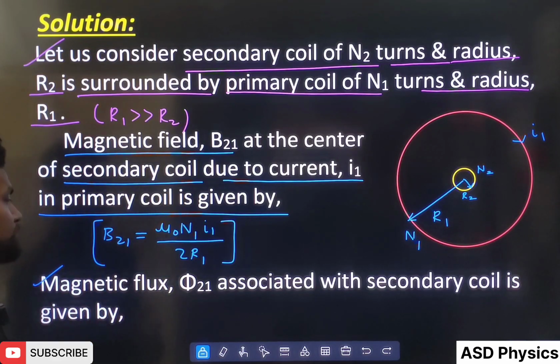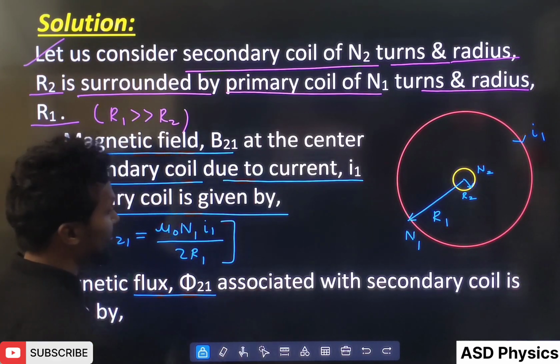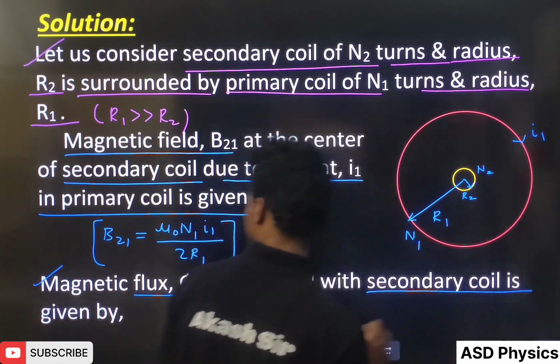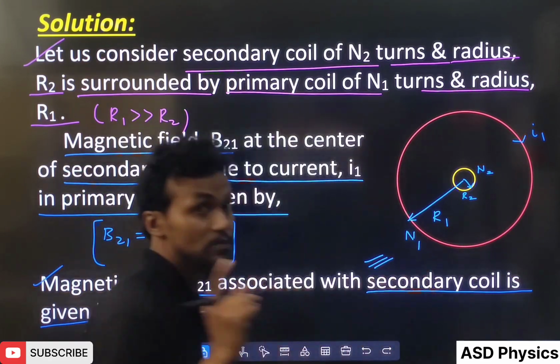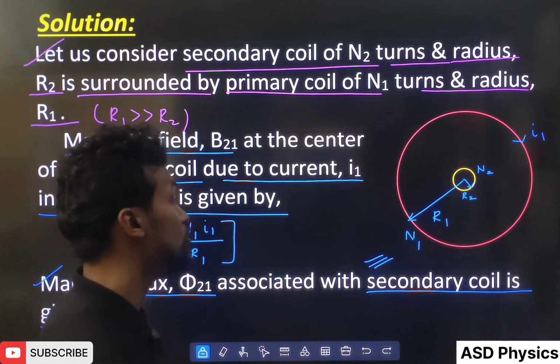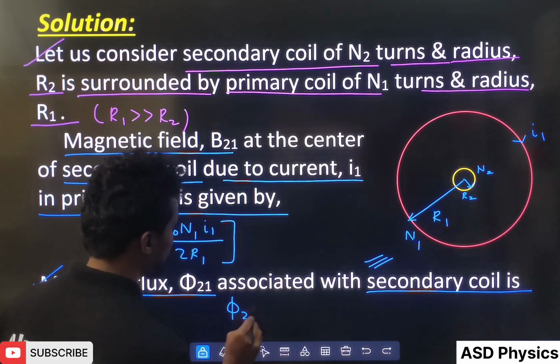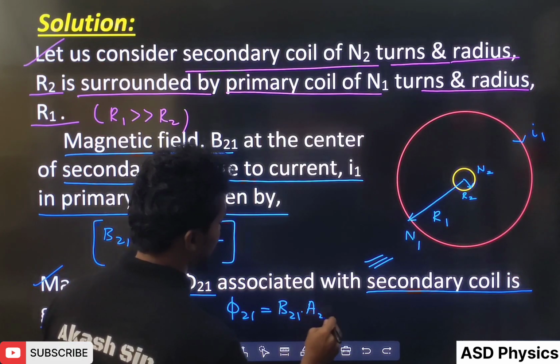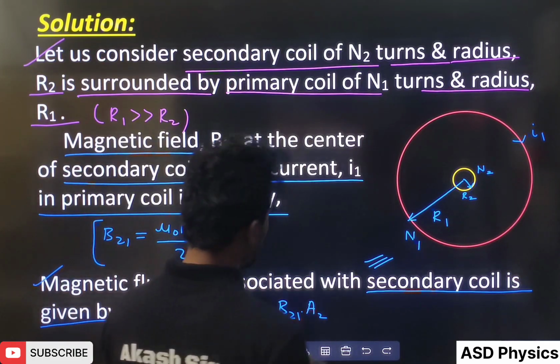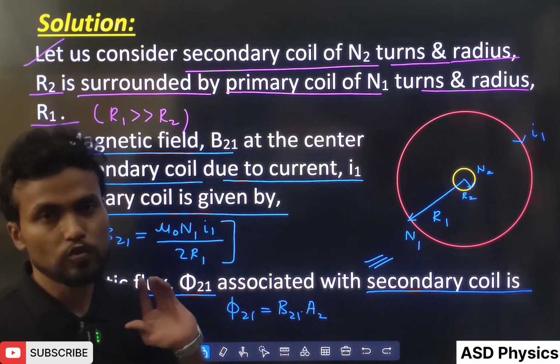Next one please, see please, magnetic flux phi21 associated with the secondary coil is given by. Associated with which coil? Secondary coil. That means which area we have to use? We have to use the area of secondary. That means we can write here, phi21 is given by B21 into which area? A2 area here. Okay, and later we'll put the value of B21 and A2 also.